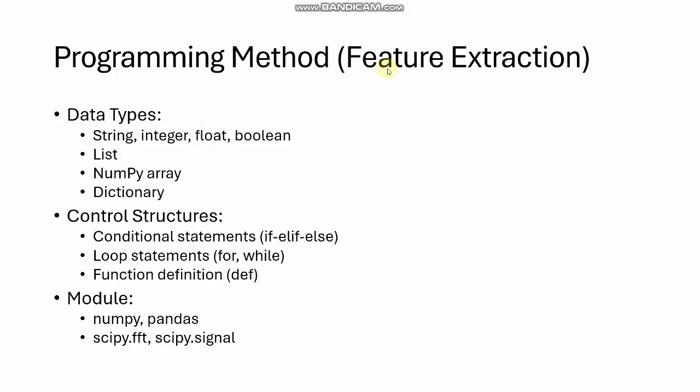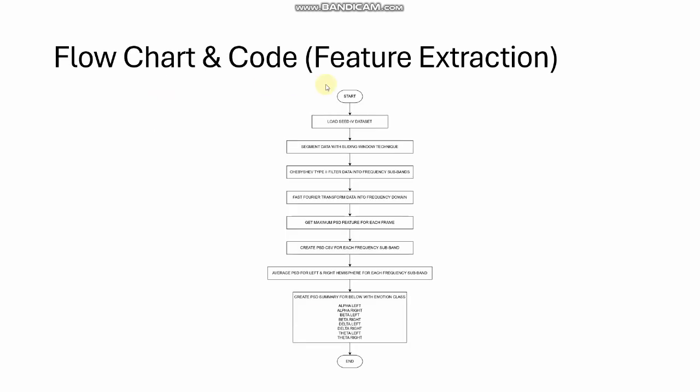The programming method for feature extraction calls for various data types, various data control structures, and the NumPy, Pandas, SciPy modules. So this is the flowchart of the feature extraction. Starting off, we'll be loading the SEED-IV dataset with the Pandas and NumPy libraries, and then we'll be segmenting the data with the sliding window technique.